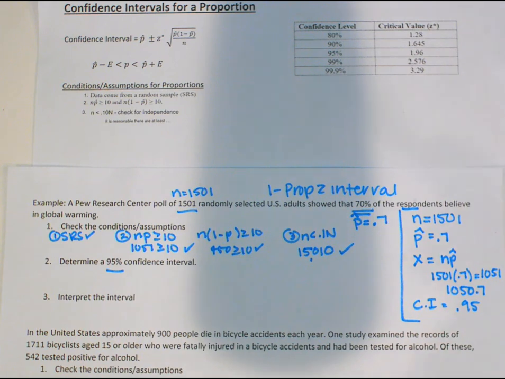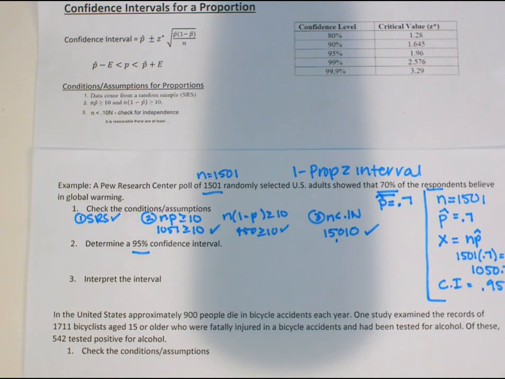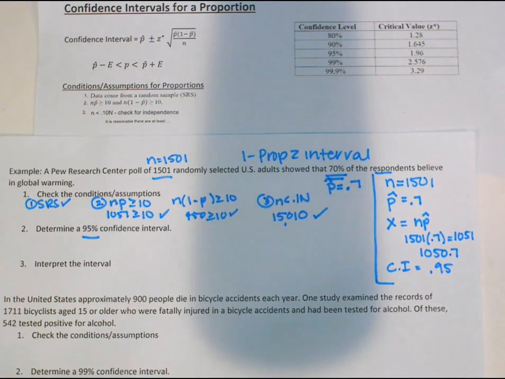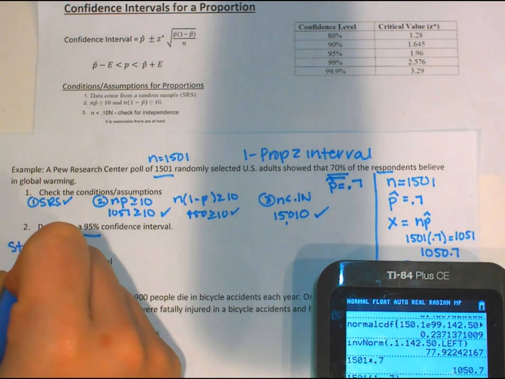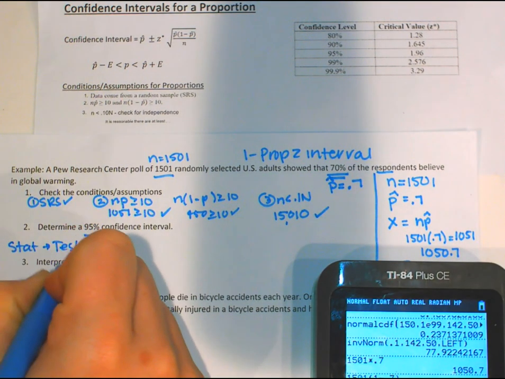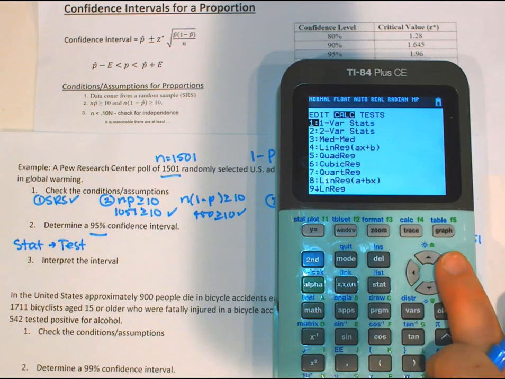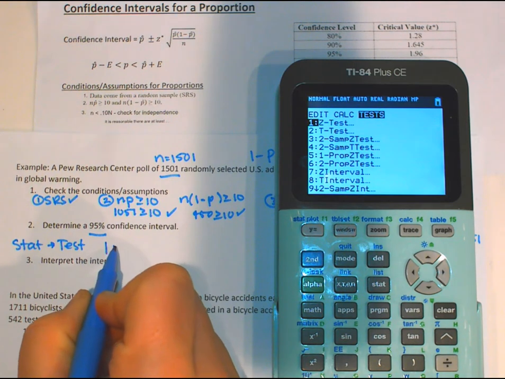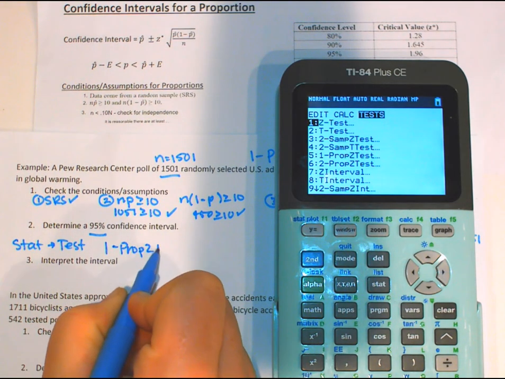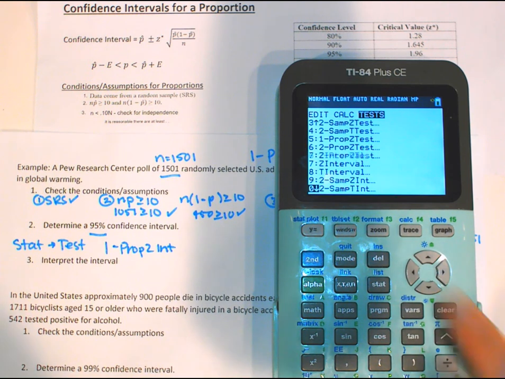Okay, so we have the variables that we need. We checked our conditions. So now we're going to go ahead and run a 95% confidence interval. So on my calculator, I'm going to hit stat, go over to test, and then I'm looking for one prop z interval, one proportion z interval. So I believe we have got to go down to letter A.